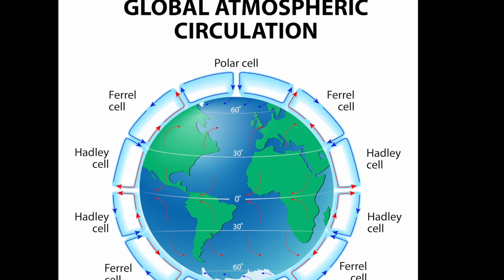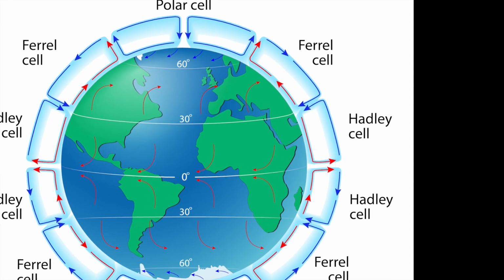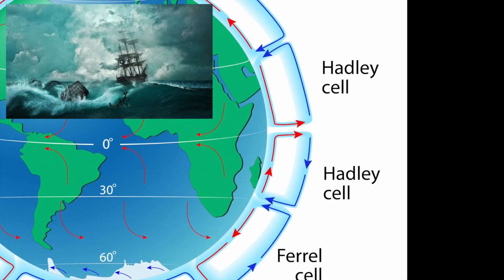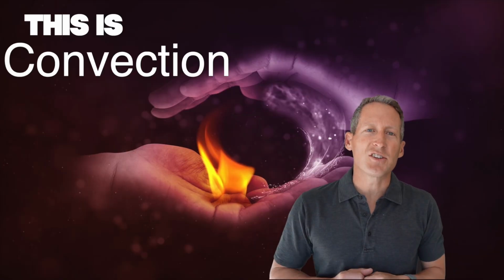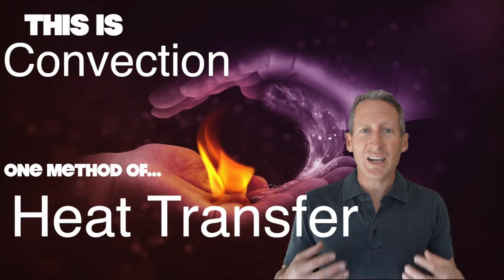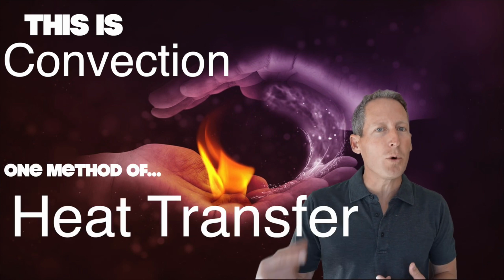They need to become cold air balloons, or at least normal air balloons, and then their weight will bring them down. This happens on a global level too, giving us winds that blow things across the planet like storms and ships. This is classic convection, and this is one method by which heat transfers or moves from one place to another.